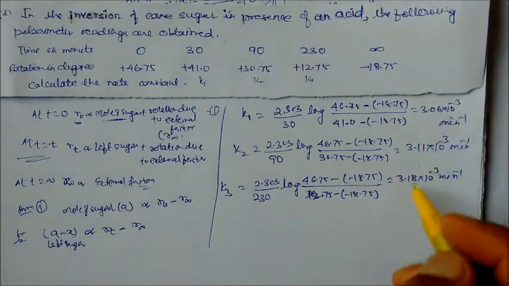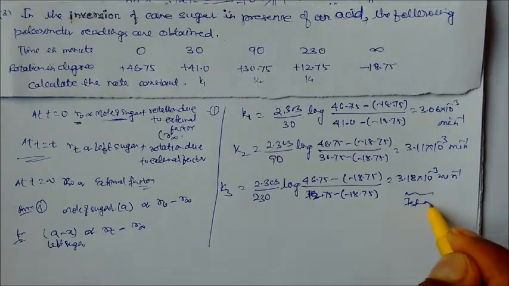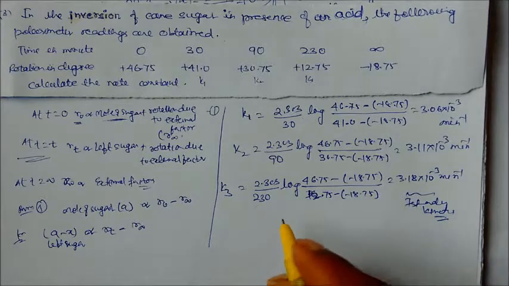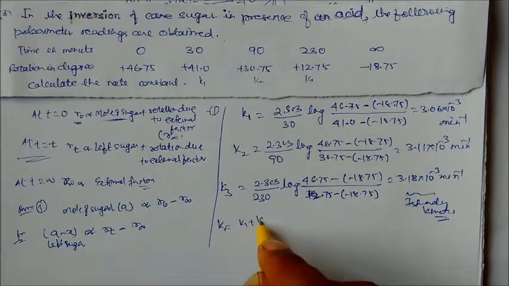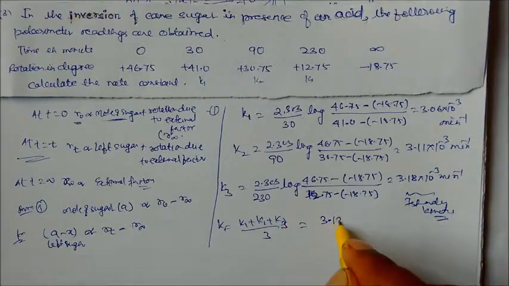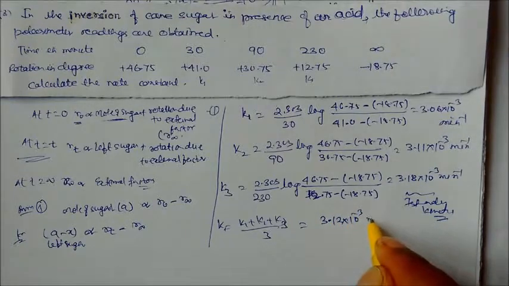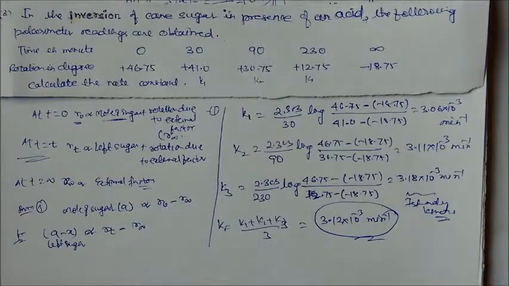So almost all are the same, so you can see this is first order kinetics. The average value will be K1 plus K2 plus K3 divided by 3. On solving, we get 3.12 into 10 to the power minus 3 per minute. So this is our answer.